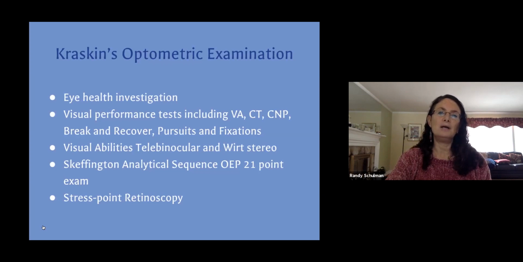Kraskin talked about the optometric examination, how important it was to do the Skeffington OEP 21 point, and then doing the visual performance test, as I mentioned. He also liked to do a Keystone visual skills test, and then stress point retinoscopy. I tend to do Bell, just because it's easy and fast, and I don't like fussing with the MEM cards to stick on my retinoscope. So I will just do Bell, but I probably do a modified stress point with the Bell. So you can actually look at when they have that stress point.